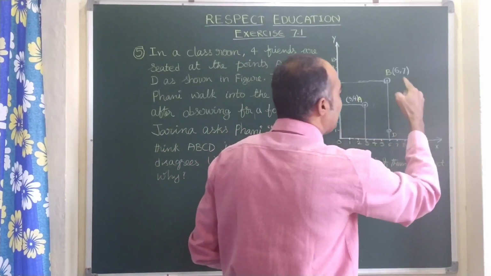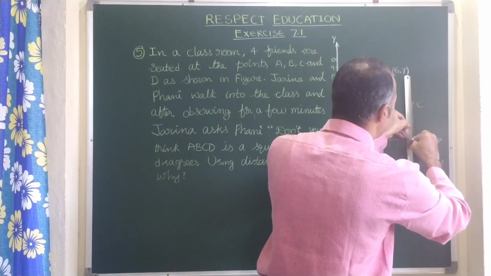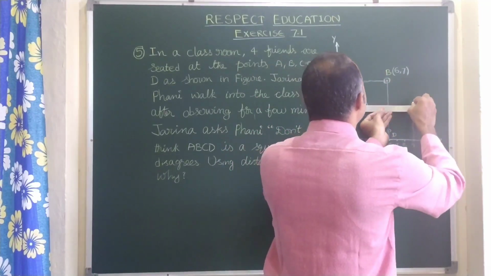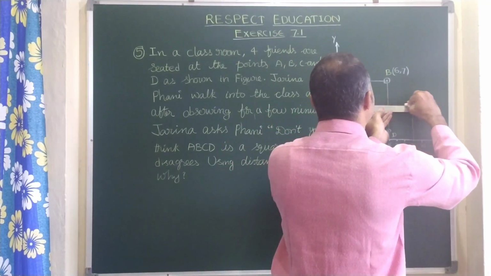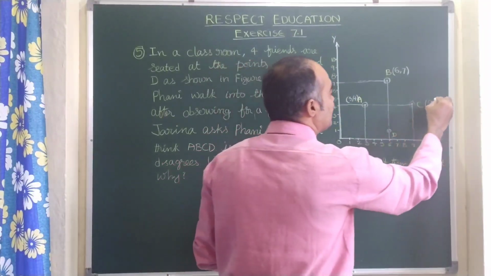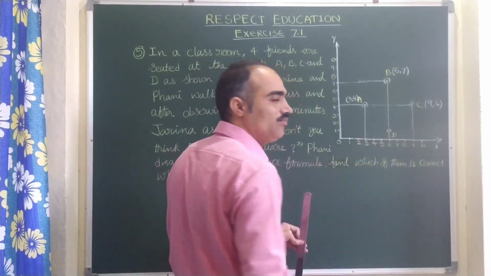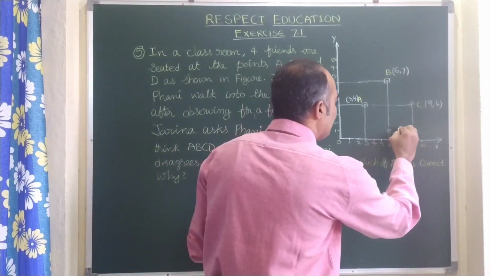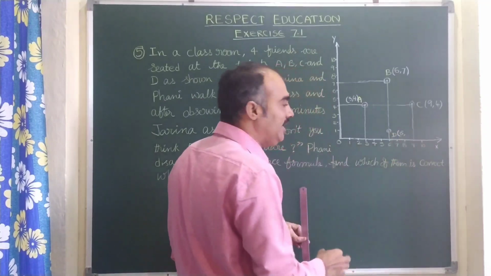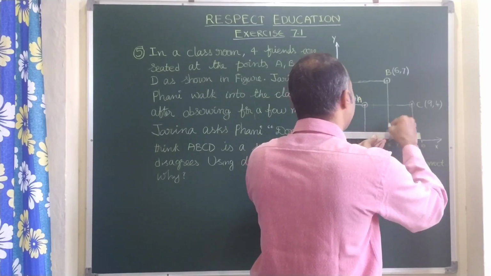Now let us write C. C coincides with x-axis 9. So it is 9 comma. Here you see this A and C lie on the same straight line. So y coordinate of C coincides with 4. So C is 9 comma 4. Now let us go to D, the fourth point D. So here x coordinate of D is 6 and we need the y coordinate. Y coordinate of D coincides with 1.